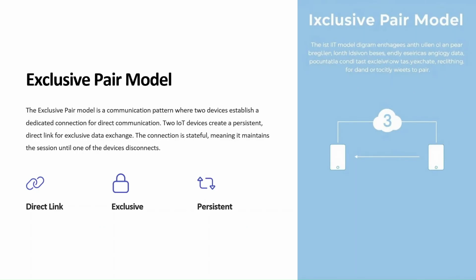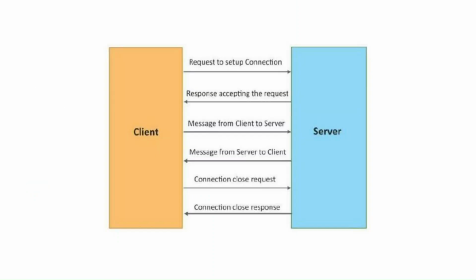And then fourth is exclusive pair model. In exclusive pair model, two devices establish a dedicated connection for direct communication. Two devices create a persistent direct link for exchanging data. This connection is stateful, meaning it maintains the session until one of the devices disconnects or requests a connection close. This is the block diagram of exclusive pair.